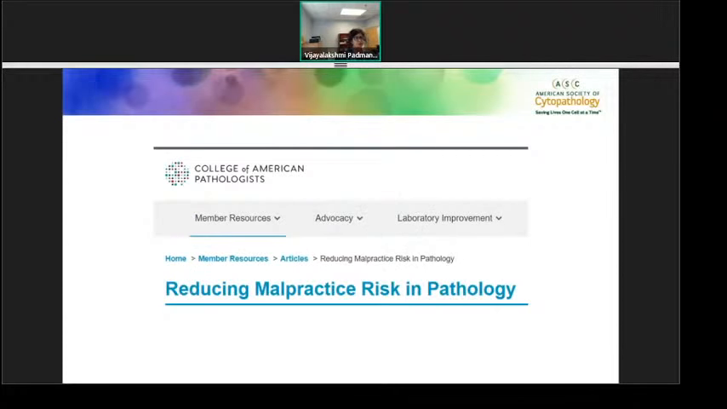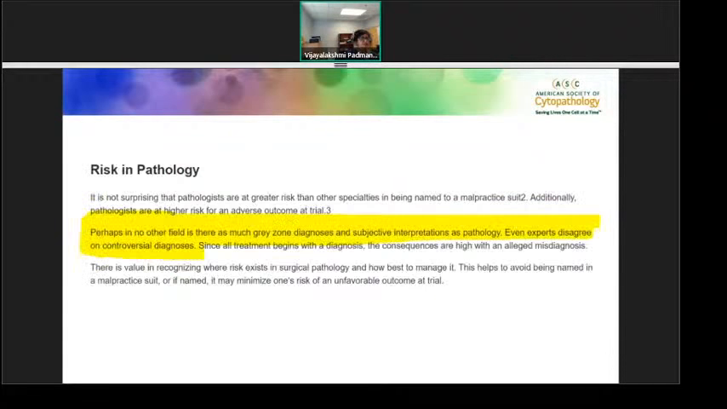So, the other thing that you can see is how do you reduce malpractice risk in pathology? The reason I'm talking about risk in pathology is because I can't think of another field where there are as many gray zone diagnoses and subjective interpretations as pathology. And even experts disagree on controversial diagnoses. So think about that. The consequences of diagnoses carry over with the patient throughout their lifetime.